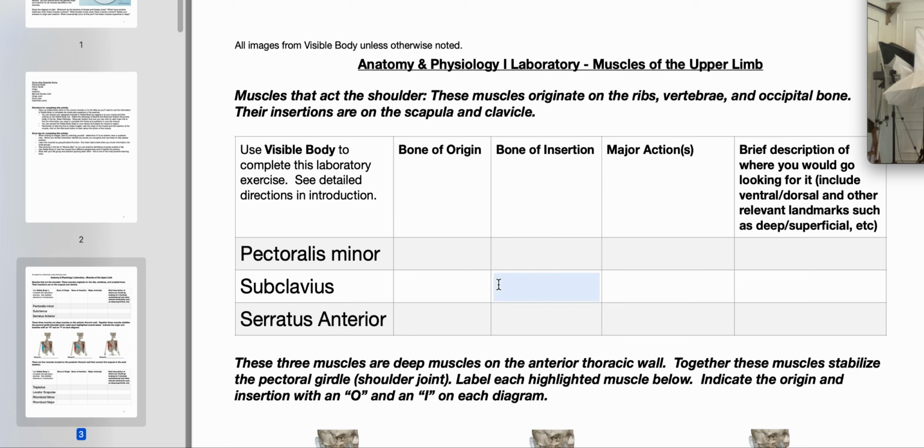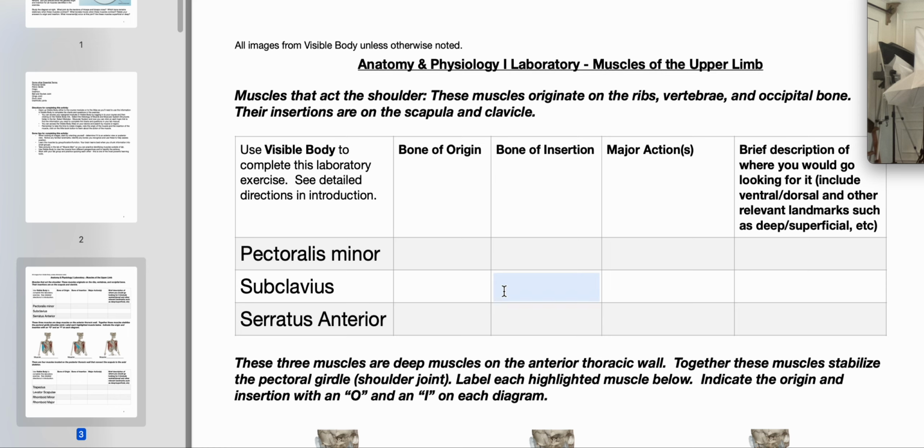You can find this information in Visible Body and type it in. You're not responsible for it on the practical, but it may help you understand why these muscles act on the scapula and the clavicle, because that is where they insert, and the insertion is where the movement occurs. This extra column is for you to jot down anything that might help you remember that muscle. Like, how would you recognize it? How would you describe where you would find it? That kind of thing, so that when you're looking at an image, you think, oh, I know what muscle that is.